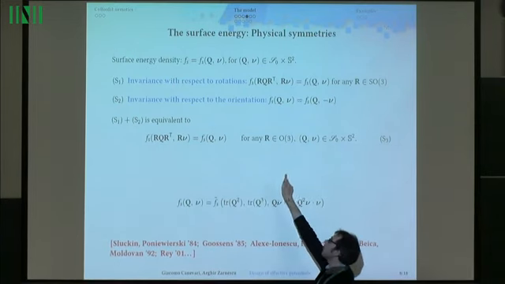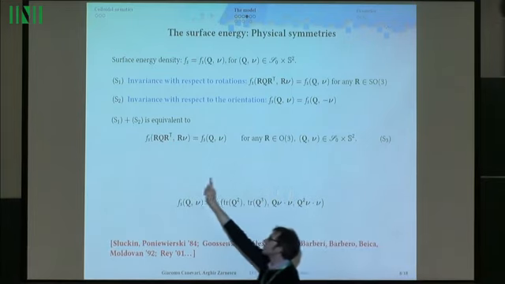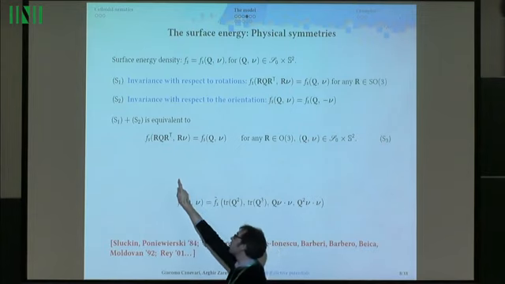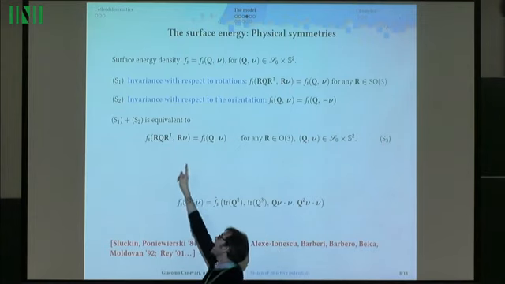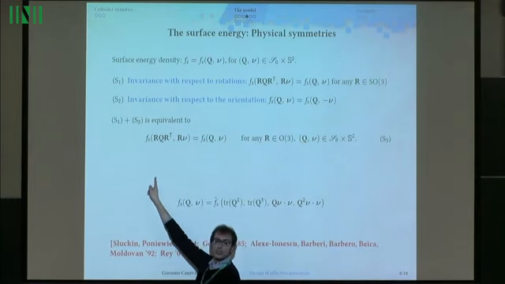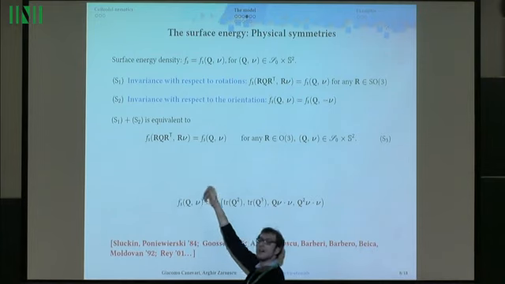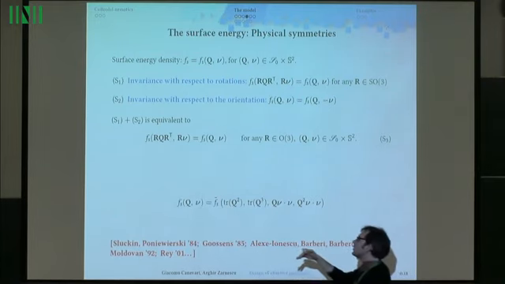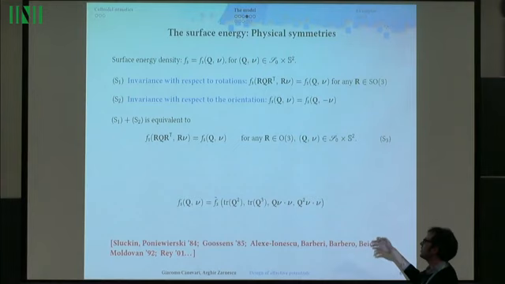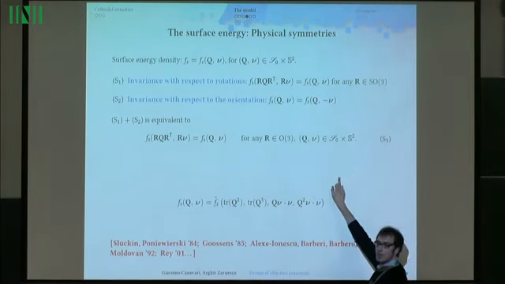So given any orthogonal matrix, a rotation, but also a reflection or a combination of both, you let the matrix act both on the Q tensor and on the normal. And this action shouldn't affect the energy density. The energy density should be invariant. Now we could list some possible expressions that do satisfy this symmetry requirement.